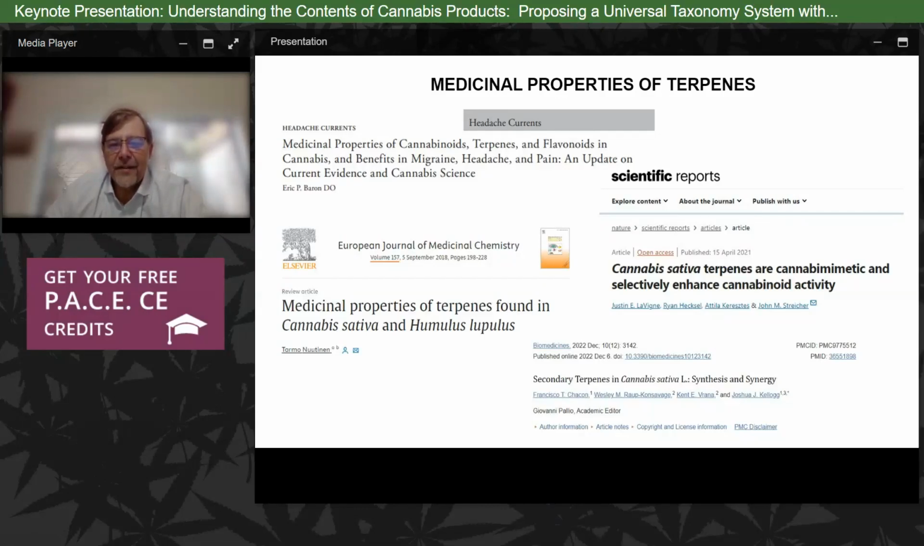And then there's this other interesting article, Medicinal Properties of Terpenes Found in Cannabis sativa and Humulus lupulus. Humulus lupulus is hops, because cannabis and hops are the closest related plants on this earth. This covers very interesting medicinal properties of cannabinoids, terpenes, and flavonoids. I haven't talked much about flavonoids, but obviously these other molecules synthesized by the cannabis plant have their own medicinal effects. And I encourage you to look up these references on the slide.